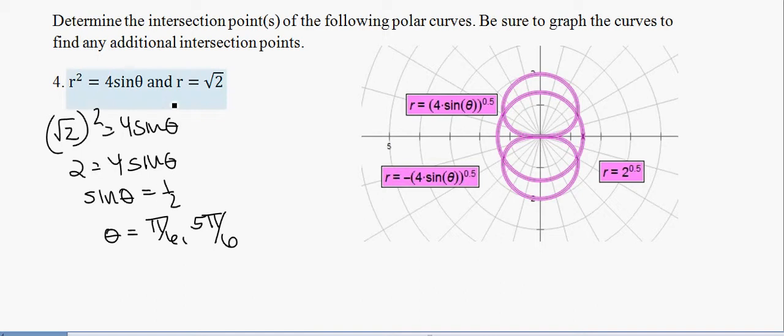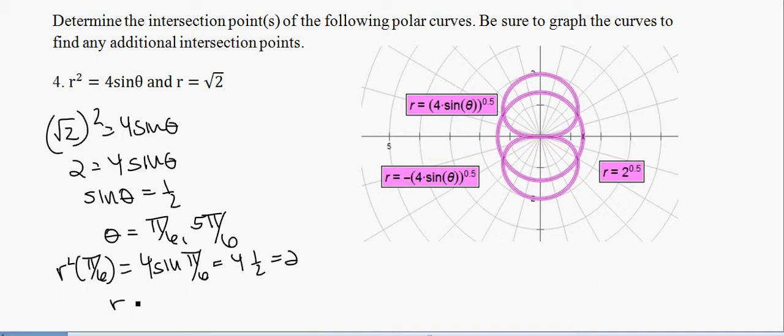Here's the only case where you can't just say, oh, okay, the radius is radical 2 and the angle is pi over 6. You want to make sure that you take this and plug it into the r squared term. So I'm going to get r squared of pi over 6. I don't really like this notation, but this is what I started with. So I get 4 times the sine of pi over 6, which is equal to 4 times a half, which is equal to 2. So I get r squared is equal to 2, so r equals plus or minus root 2.